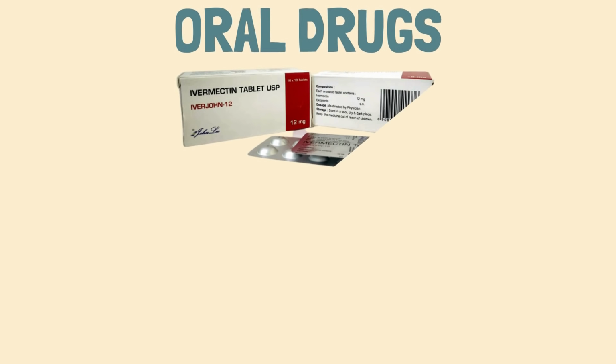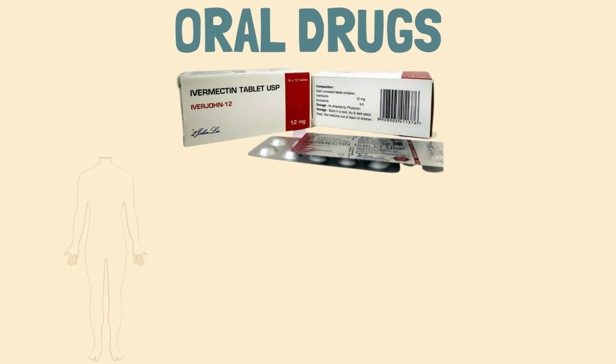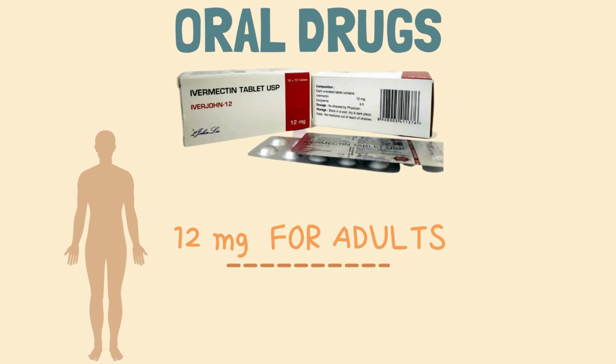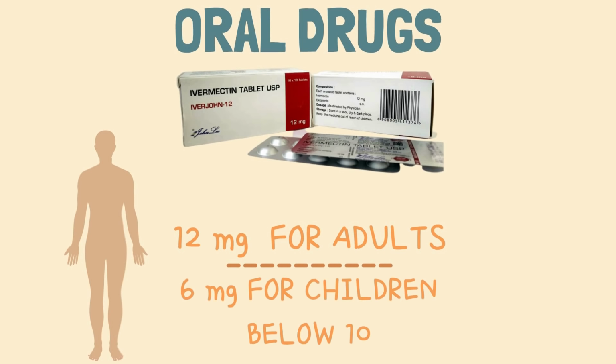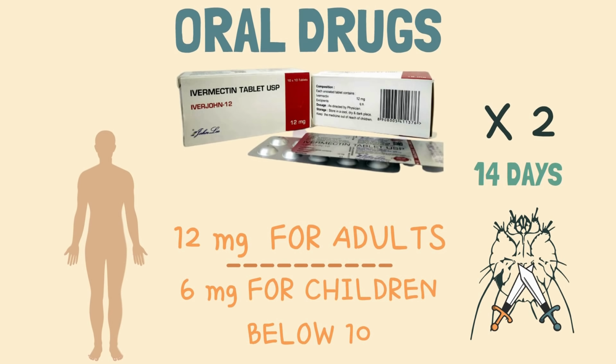The most common oral drug that is used is ivermectin. Ivermectin is prescribed as a single dose of 12 mg for adults and 6 mg for children below 10 years of age. Often a second dose of ivermectin is given after 14 days. A second dose is required to kill all the eggs of the mite, which can hatch after some time and can lead to a relapse.